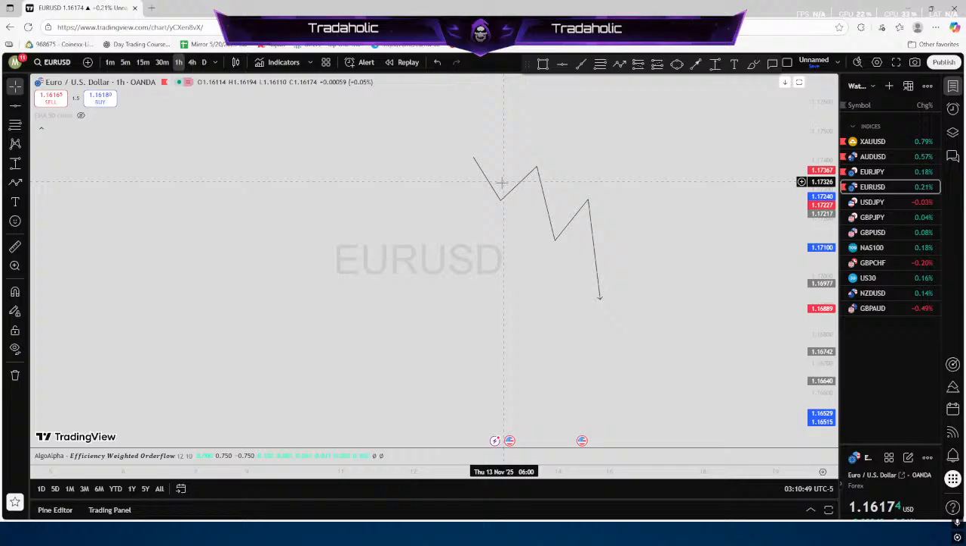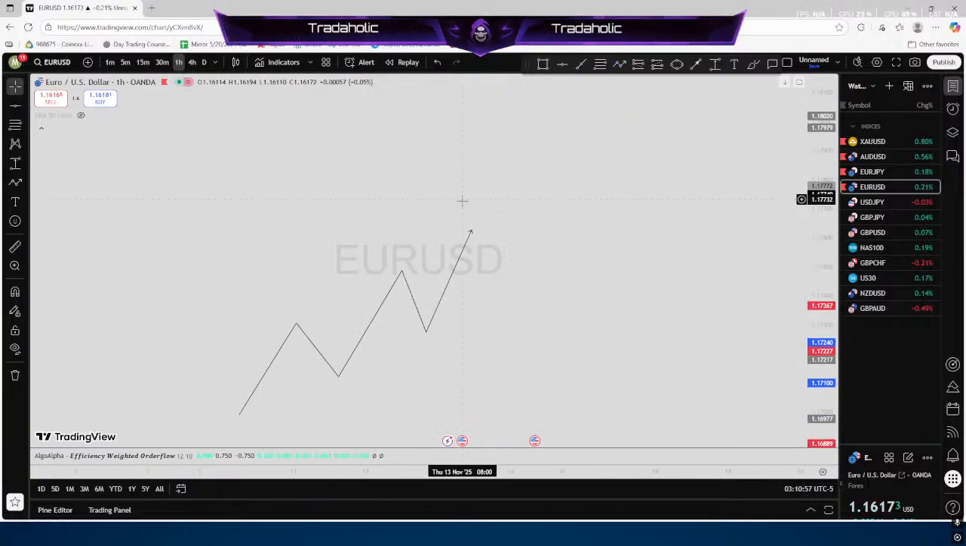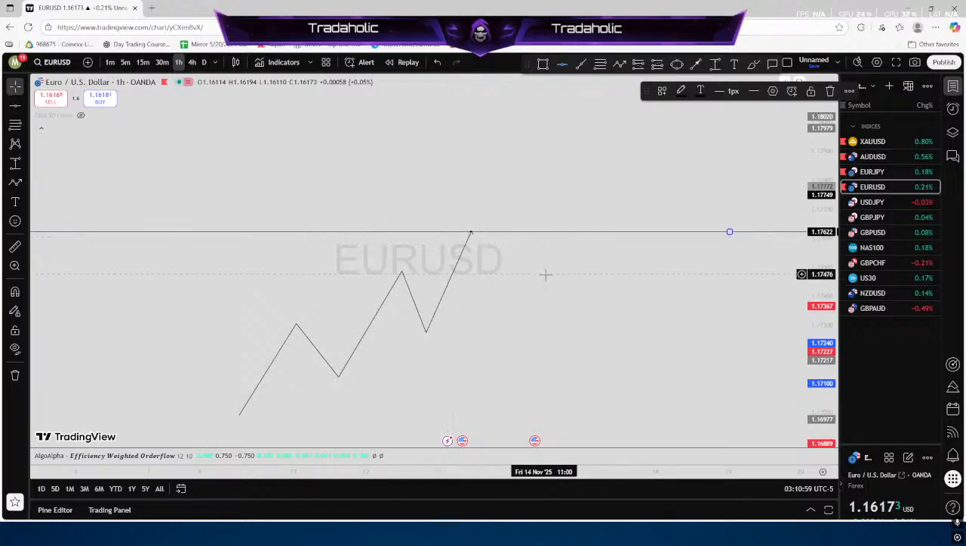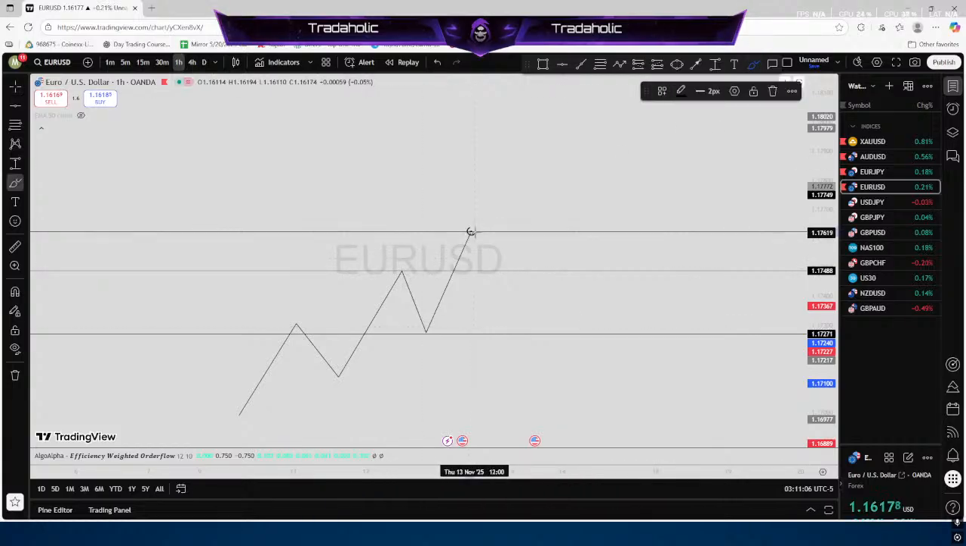Once you're able to spot this, you literally just go to the 1 hour time frame. Say buyers are in control, and then you mark off 3 levels: current high, previous high, and current high or low. Those are the 3 levels I look at.